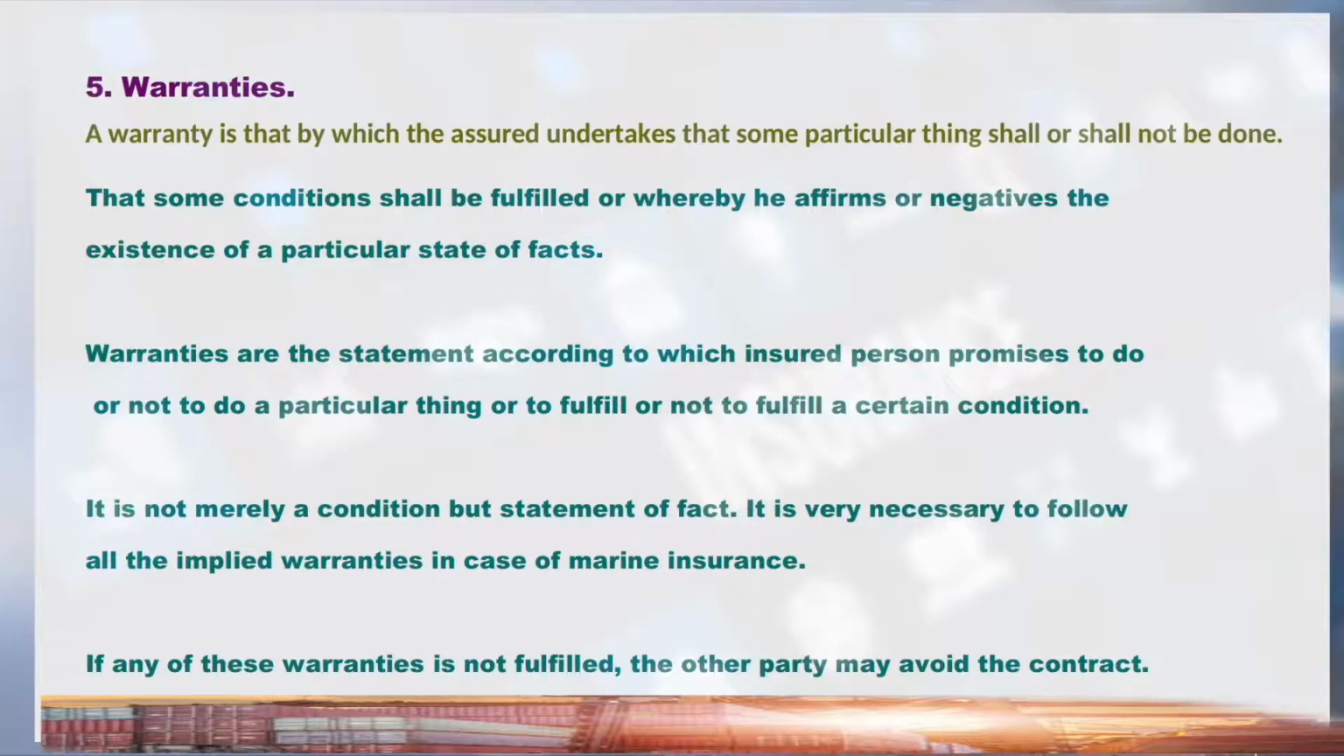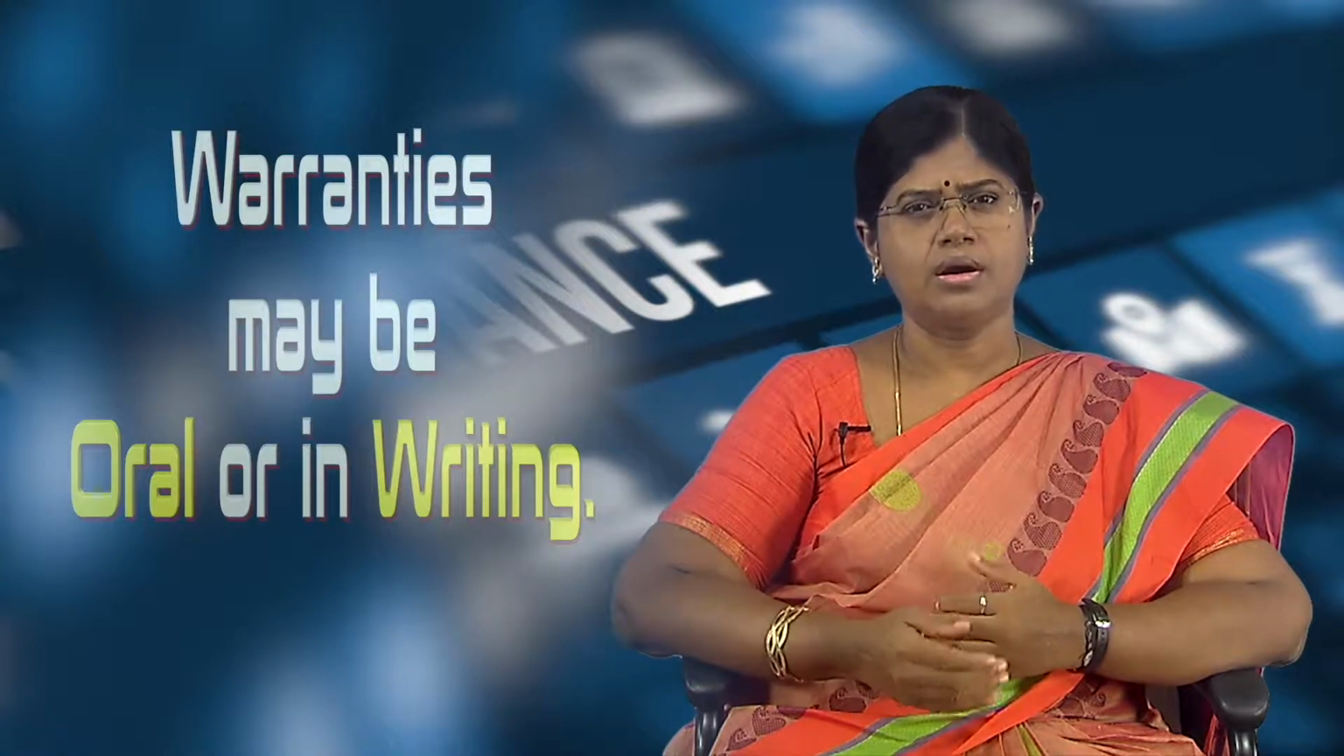The next principle is warranties. A warranty is that by which the assured undertakes that some particular thing shall or shall not be done, that some conditions shall be fulfilled, or whereby he affirms or negatives the existence of a particular state of facts. Warranties are statements according to which the insured person promises to do or not to do a particular thing, or to fulfill or not to fulfill a certain condition. It is not merely a condition but a statement of fact. It is very necessary to follow all the implied warranties in case of marine insurance. If any of these warranties is not fulfilled, the other party may avoid the contract. These warranties may be oral or in writing.